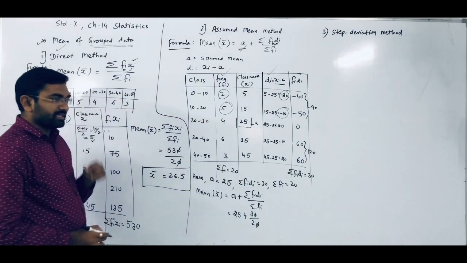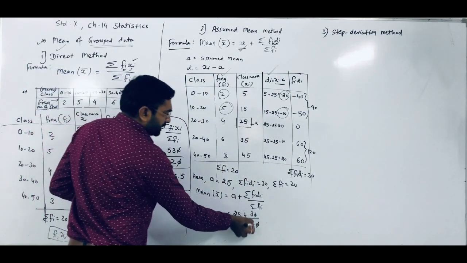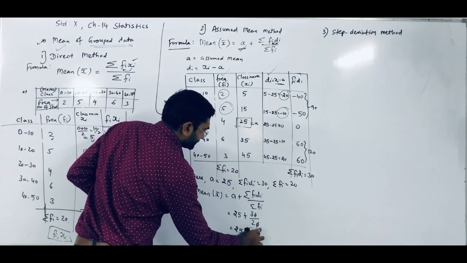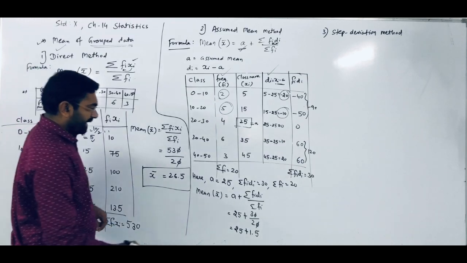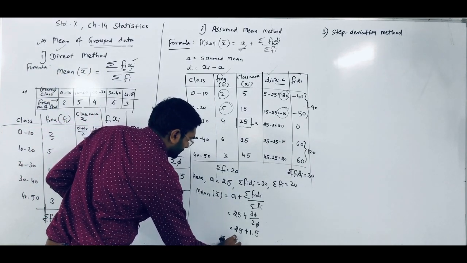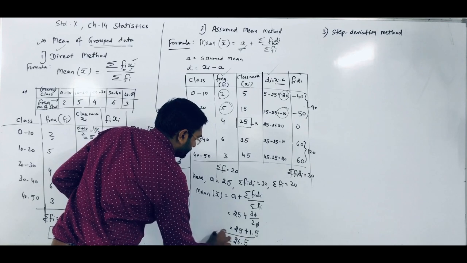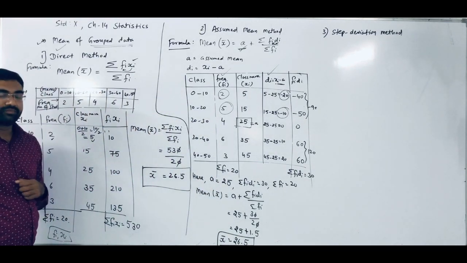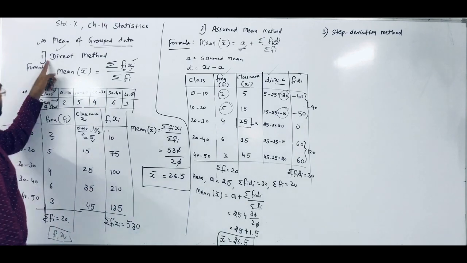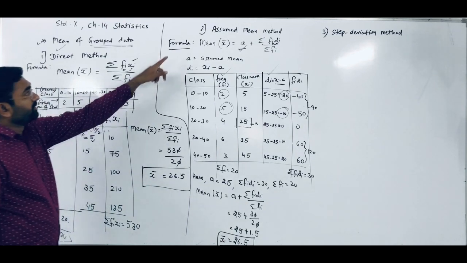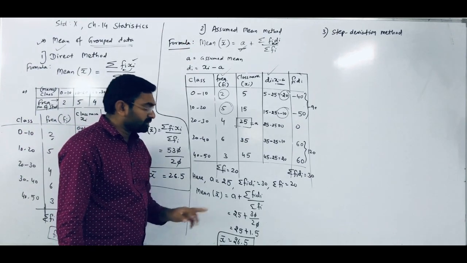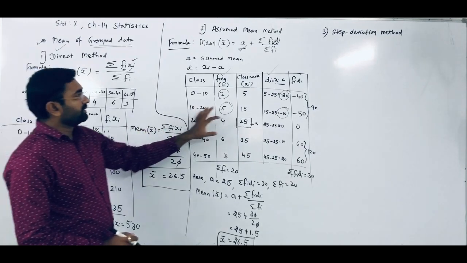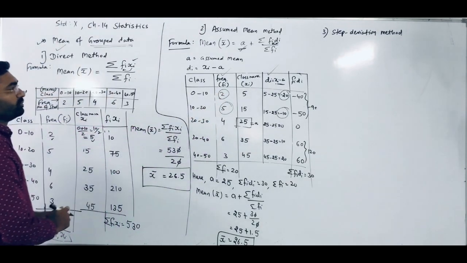So the 0s cancel out. Now 3 by 2, if you divide, you get 1.5. So the mean value we get is 26.5. Using the assumed mean method we get 26.5. Observe that in the direct method we also got the mean 26.5, and in the assumed mean method we also get 26.5. But it is easier for us to use the assumed mean method.